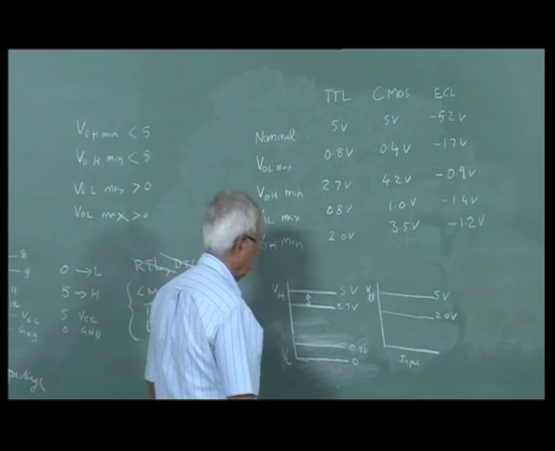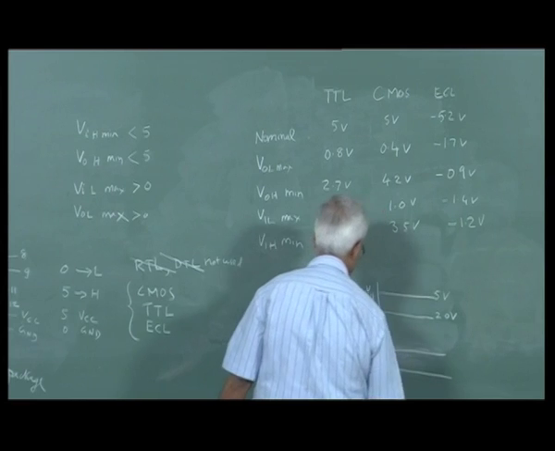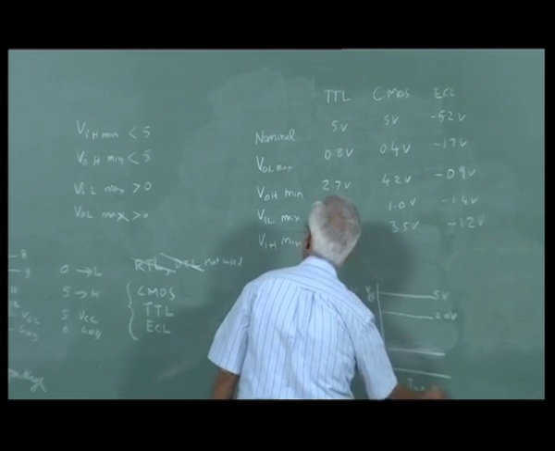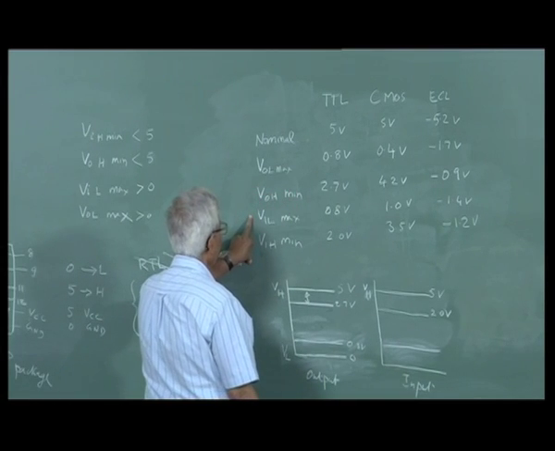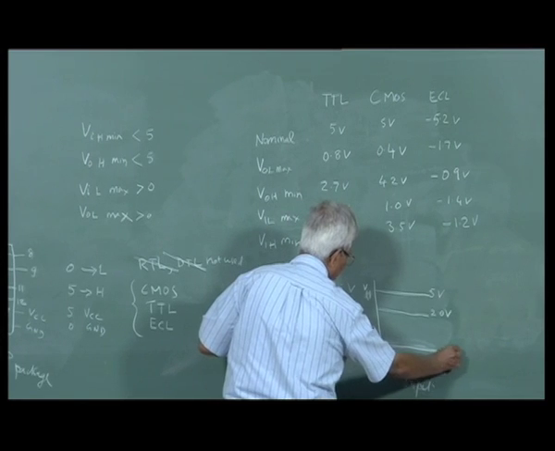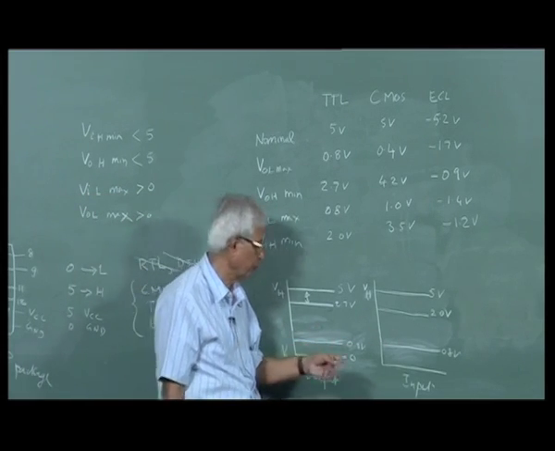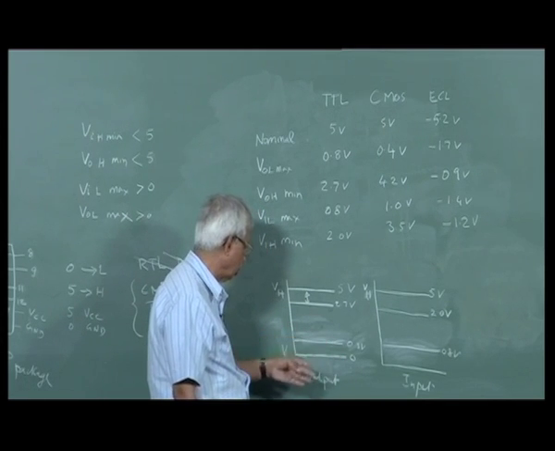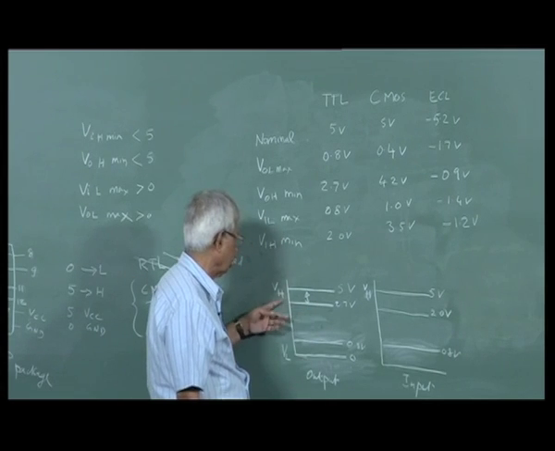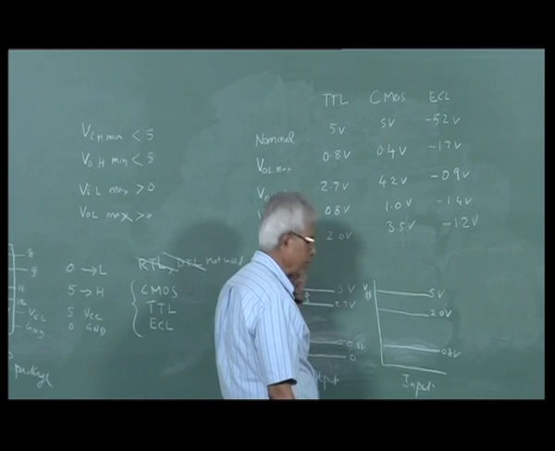On the input side, VIL is supposed to be zero, but up to 0.8 volts will be recognized as a low value. So I can give up to 0.8 volts as input and still call it low level, logic zero. The output, with a maximum of 0.8 volts, will still be branded as a low level output. On the high side, even though it is supposed to be 5 volts, I'll get at least 2.7. In the input side, even 2 volts is enough to be recognized as a high value.